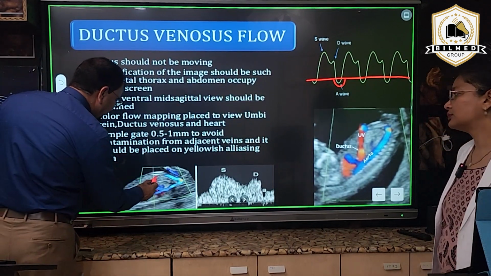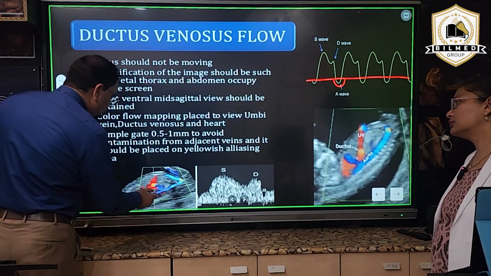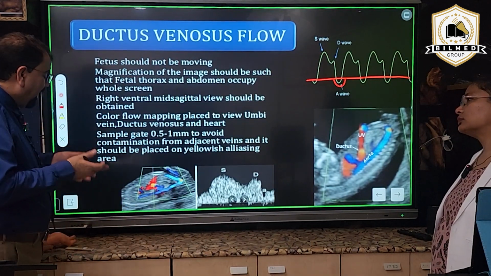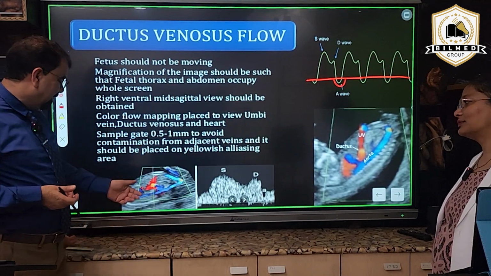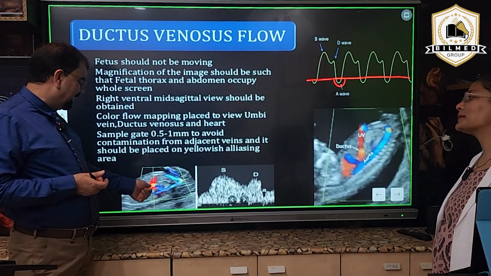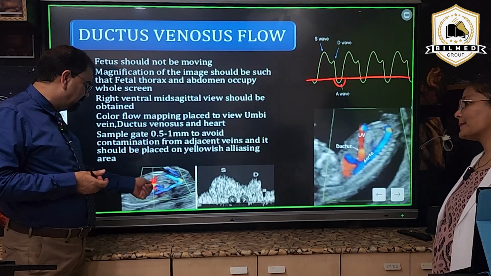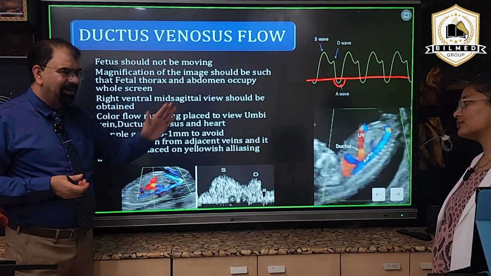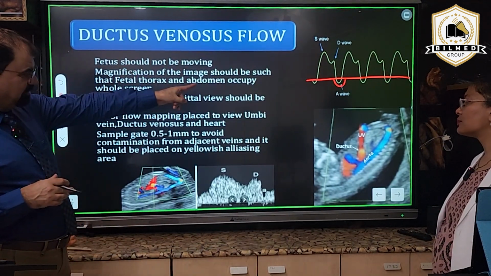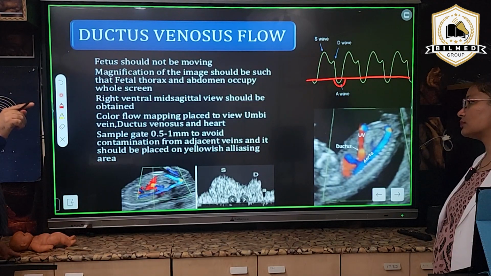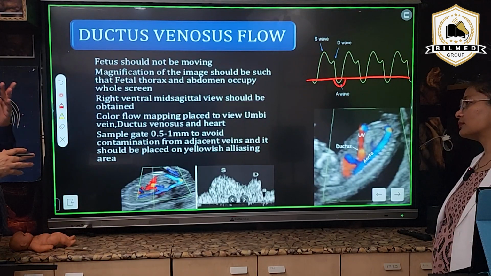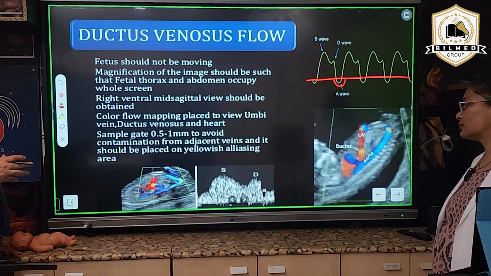Now see what is happening. If your gate is wide, you are thinking that you are taking flow from the ductus venosus, but your gate is automatically in the hepatic vein, and if it picks flow from the hepatic vein, what will it show you? A reversal of the A wave. A reversal of the A wave is normal for the hepatic vein, but if I am in the ductus venosus, a reversal of the A wave means fetal acidosis.